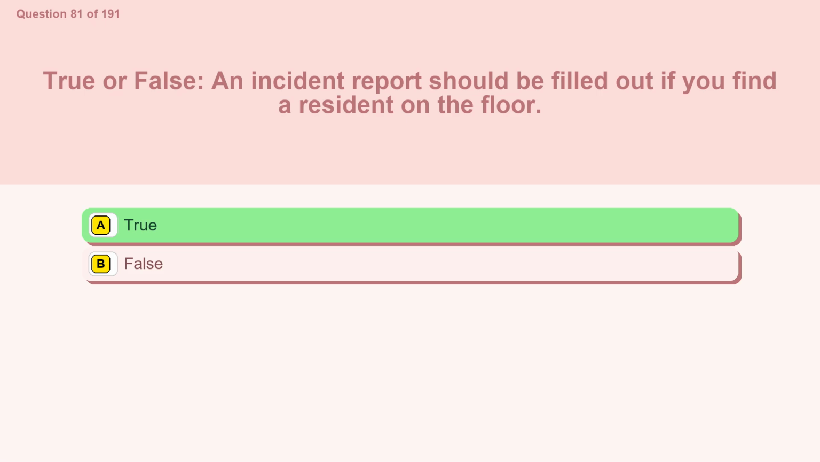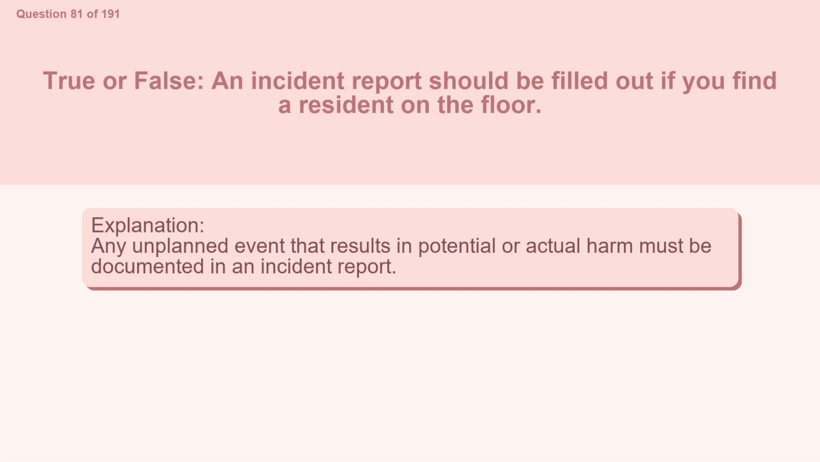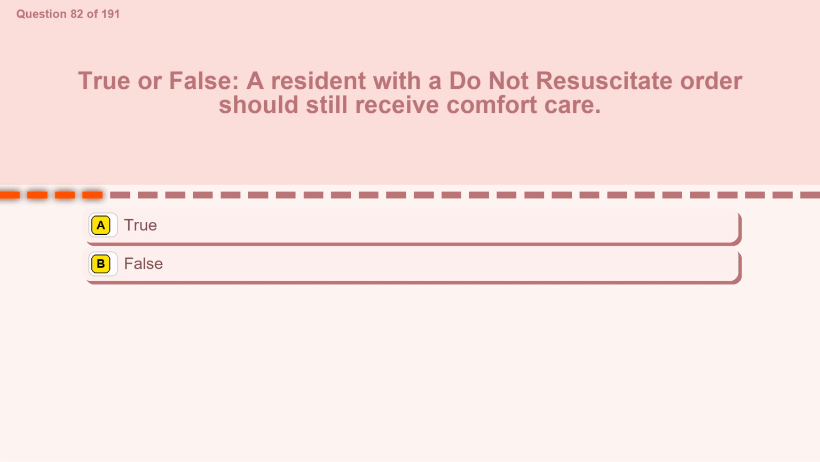The correct answer is option A, true. Any unplanned event that results in potential or actual harm must be documented in an incident report. Question 82. True or false, a resident with a do not resuscitate order should still receive comfort care. Option A, true. Option B, false.